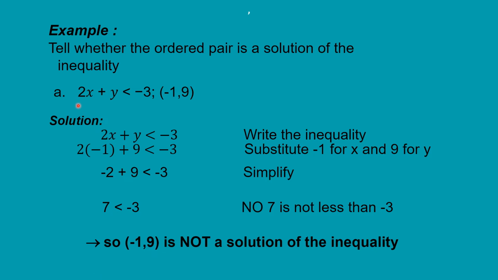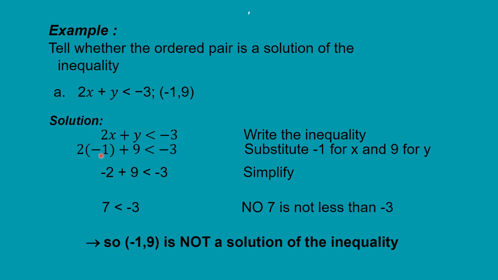So, the given inequality is 2x plus y is less than negative 3, and the ordered pair is negative 1, 9. So, we have to write the inequality 2x plus y is less than negative 3. So, we will do the substitution. Substitute negative 1 for x and 9 for y. So, that's why we have here 2 times negative 1 plus 9 is less than negative 3.